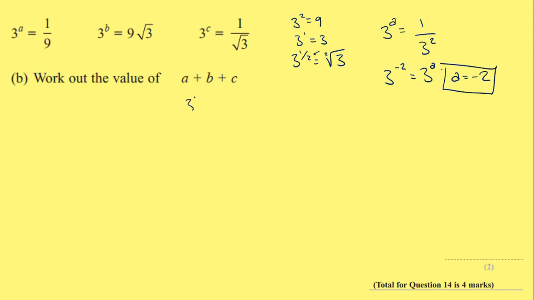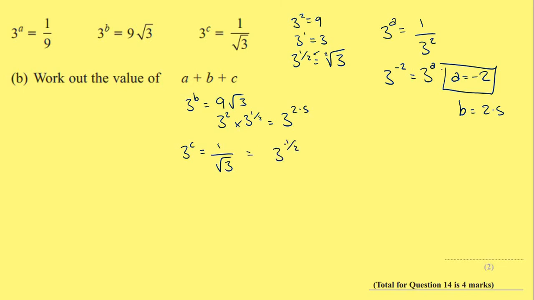Next, we've got 3 to the power of b is equal to 9 root 3. Well, 9 is 3 squared times by 3 to the power of a half, which is going to be 3 to the power of 2.5. So therefore, b is equal to 2.5. And then we've got 3 to the power of c is equal to 1 over root 3. Now that is going to be 3 to the power of a half, but look, it's been flipped again, so that's a negative a half. So c is equal to negative 1/2.